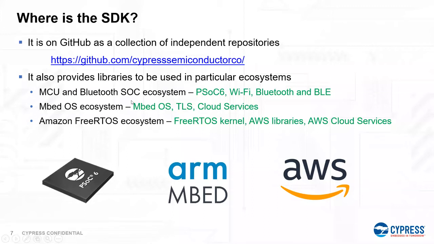If you want to use Mbed, then you will probably use only the resources which are specific to Mbed, and not use anything else. So as part of Mbed, you have Mbed OS, TLS, and cloud services, which is basically Pelion, which is what they support. And also the Amazon FreeRTOS ecosystem, which is something that we newly introduced, and it offers the FreeRTOS kernel and a huge ecosystem of libraries, and you can connect to their AWS cloud to access a wide variety of services.